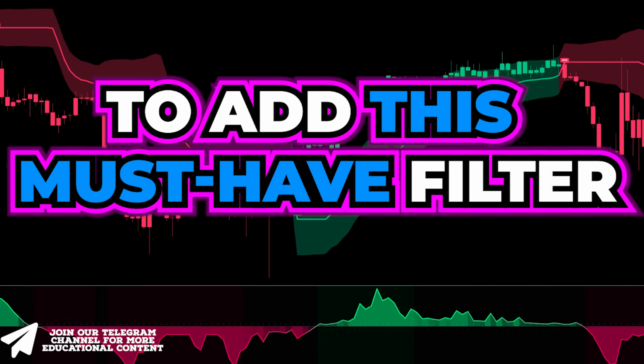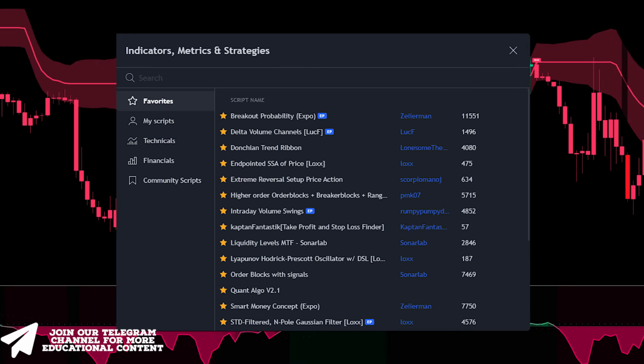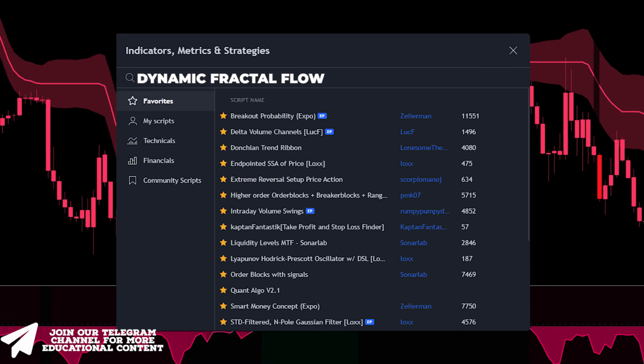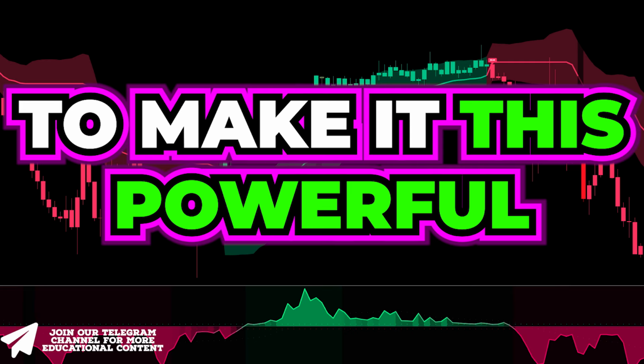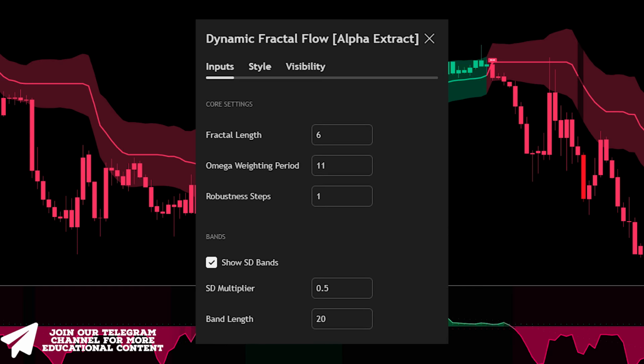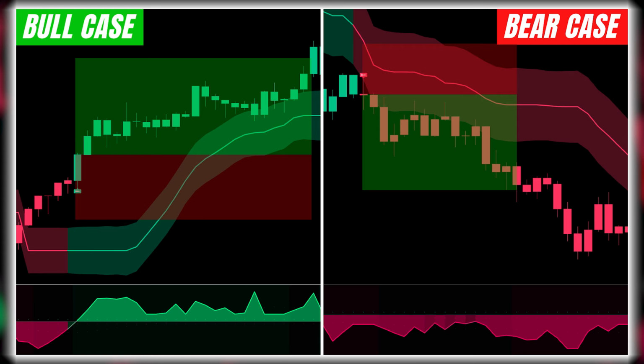To add this must-have filter, open the Indicators tab, type Dynamic Fractal Flow, and click on this one. To make it this powerful, open the Inputs menu, set the fractal length to 6, and change the waiting period to 11. Here are perfect examples of both long and short trades, with stop-loss placed below or above the most recent swing and a 1.5 for 1 risk-to-reward target.